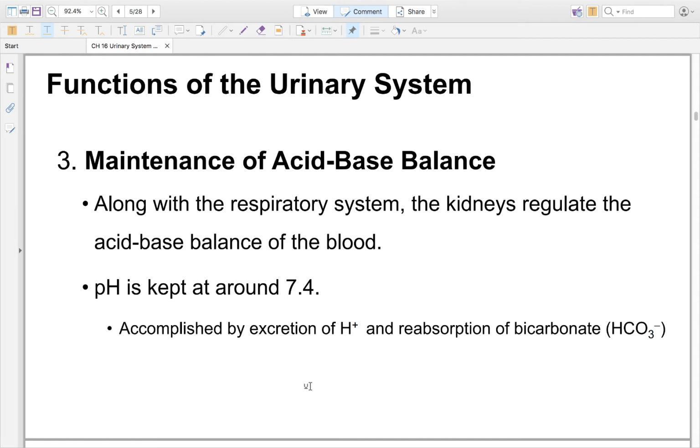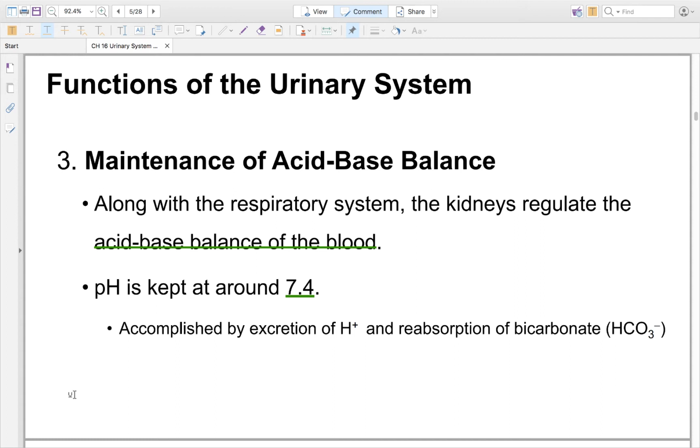We cannot allow the blood to leave this range. It has to stay at 7.3 to 7.4, and it cannot go below or above. So our respiratory system plus the kidneys regulate the acid-base balance of your blood. It is absolutely essential for life.